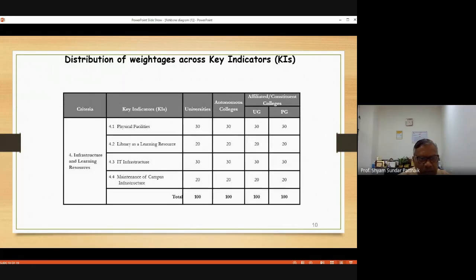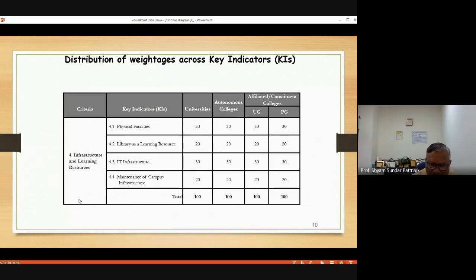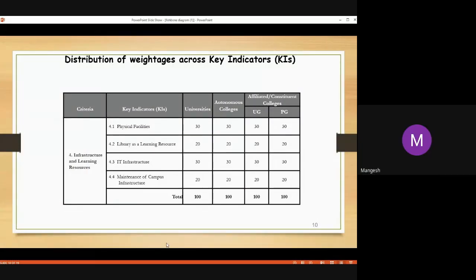Criteria 4 is infrastructure and learning resources. Note down this. You can take a photo of this one. Your problem is infrastructure and learning resources, and your main causes are physical facilities, library, IT infrastructure, and maintenance of campus infrastructure. So these are the four causes, or Ms, you can say, but you can put 1 or 2 more also if you wish. Then you have to find the sub causes for that. Yes, sir. Thank you, sir.